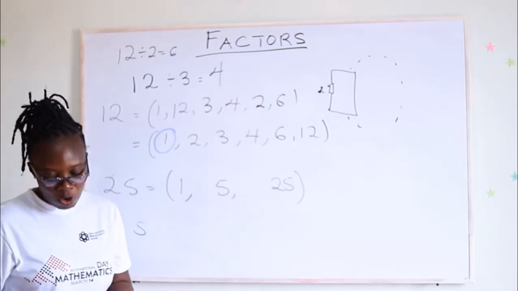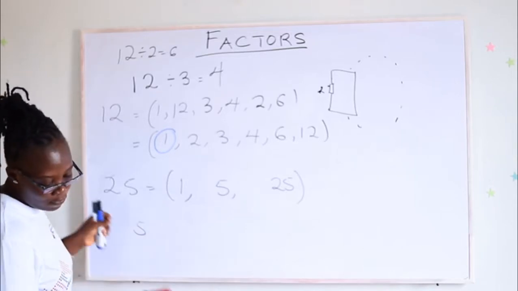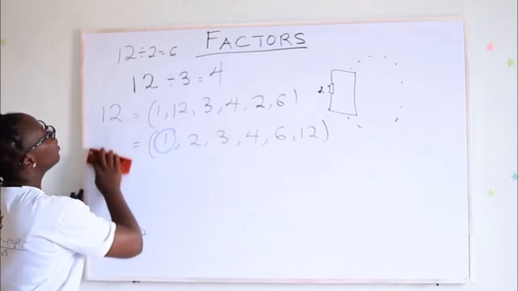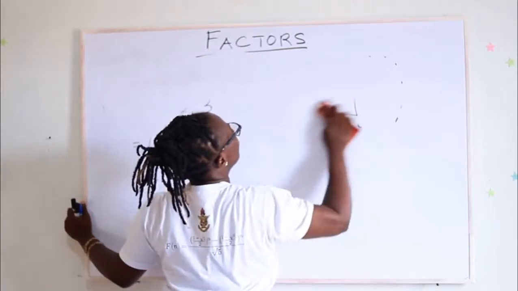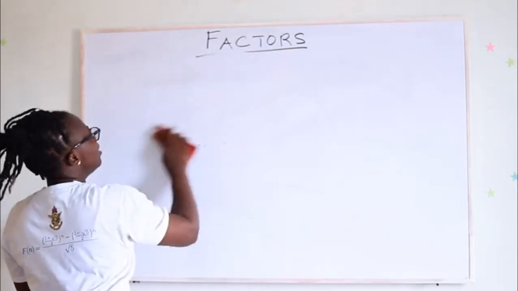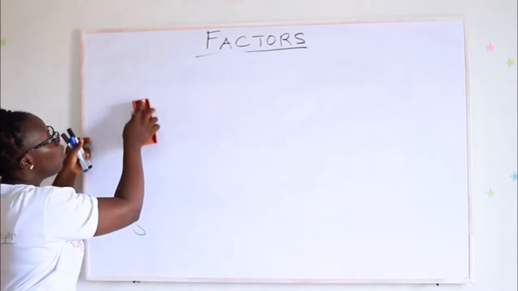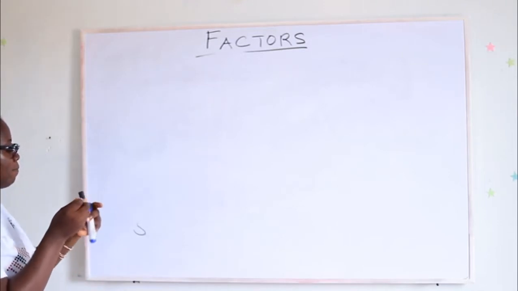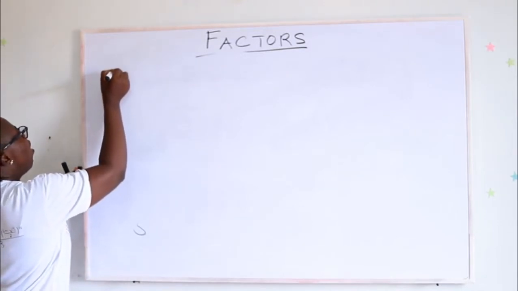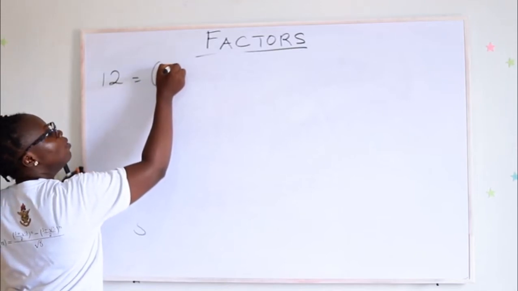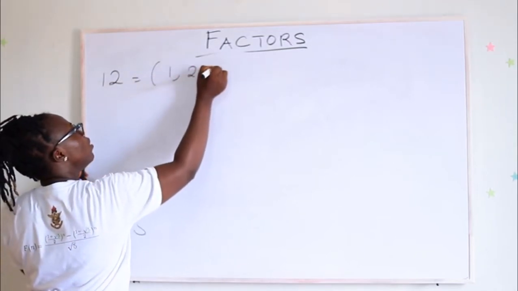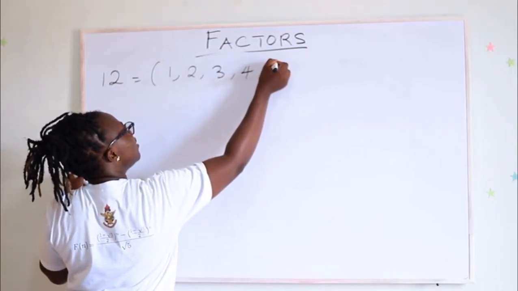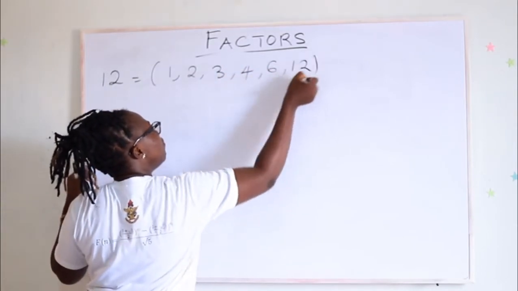We could have common factors as well. If you are given numbers, let's say I want to find common factors between numbers. So let's take 12. What are the factors of 12? 1, 2, 3, 4, 6 and 12. Very good.